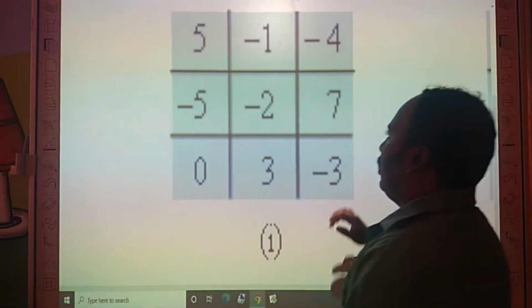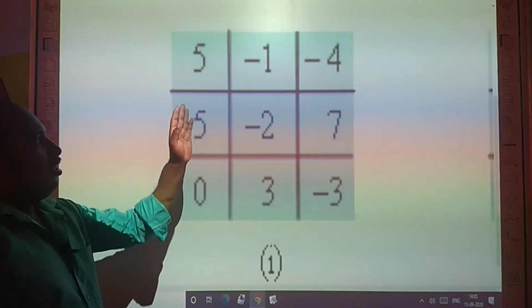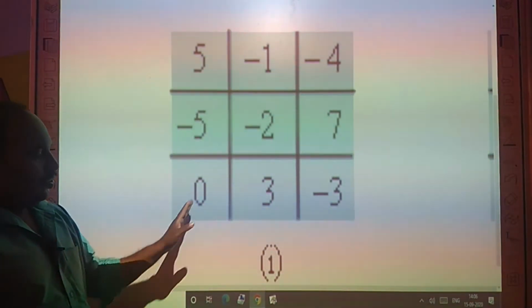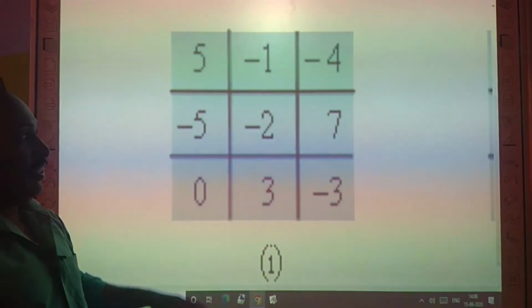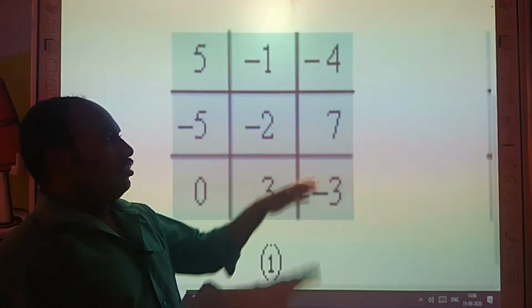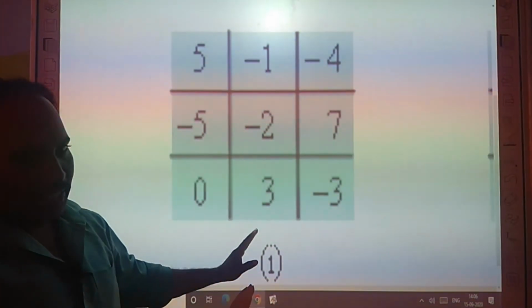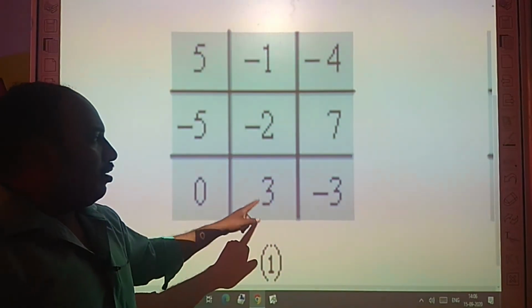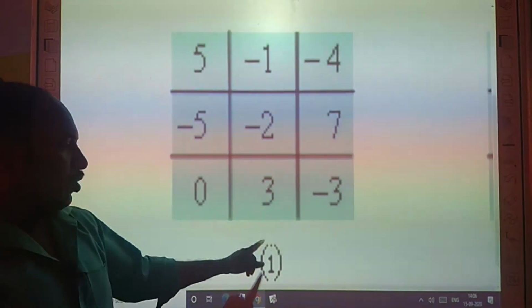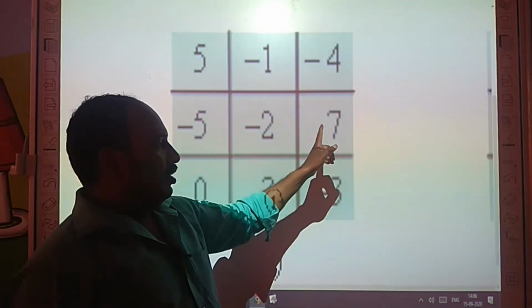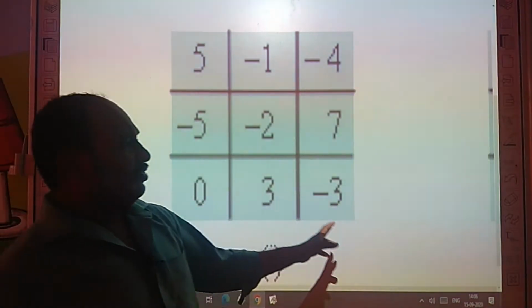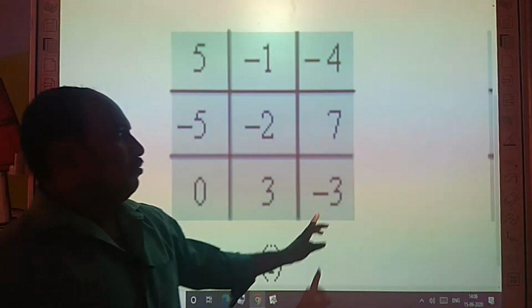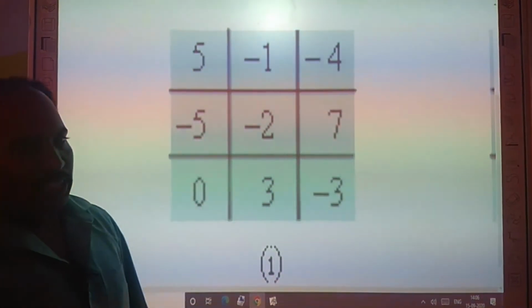The next, we go column-wise. Plus 5 minus 5 0. 5 minus 5 is equal to 0. The first column is 0. The next one, minus 1 minus 2 plus 3. Minus 1 minus 2 is equal to minus 3. Minus 3 plus 3 is equal to 0. The next one, minus 4, 7, minus 3. Minus 4 minus 3 is equal to minus 7. Minus 7 plus 7 is equal to 0.